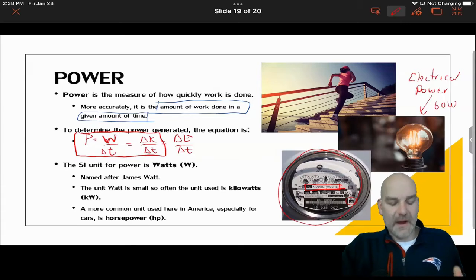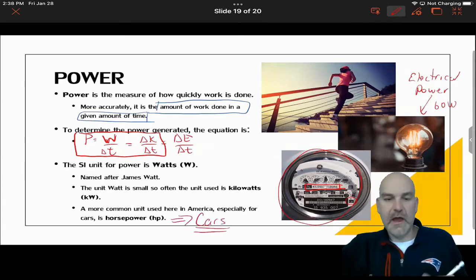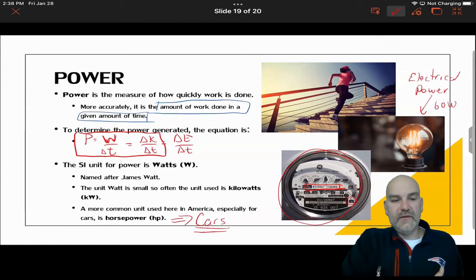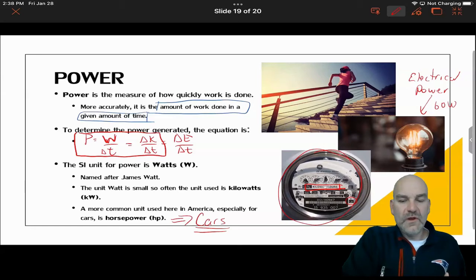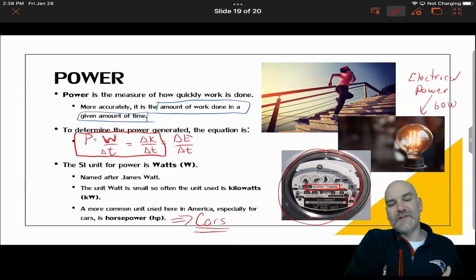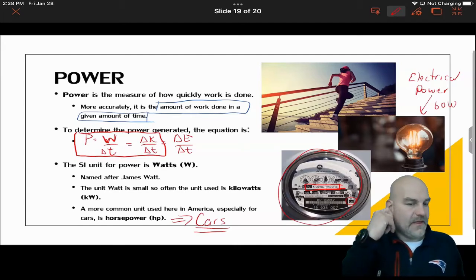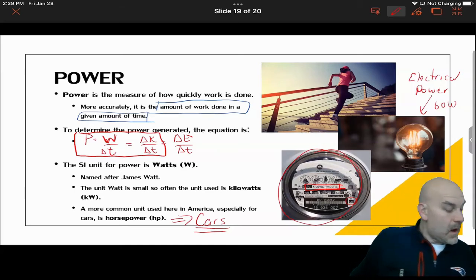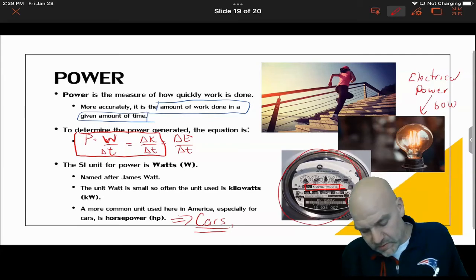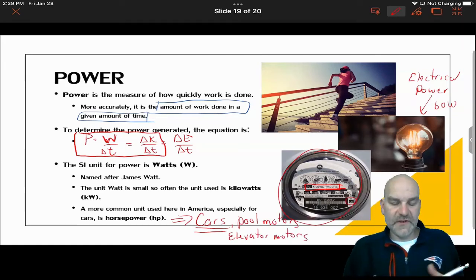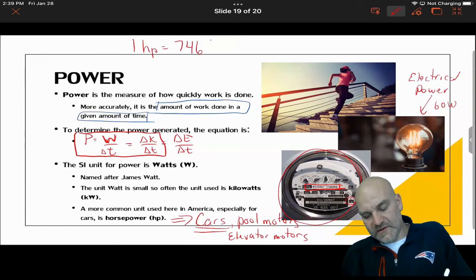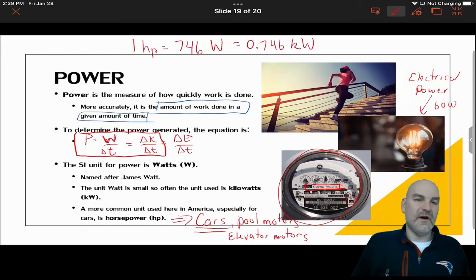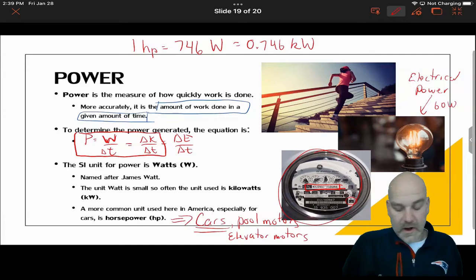Now, here in the United States, a more common unit for power is horsepower. Why is it common here? Because of cars. My engine has so many horsepower. What happened was Watt had to define to people what his machine can do. He said, my machine can replace that many horses, so it's that much horsepower. I think his unit was equivalent to like 3 or 4 horses or something like that. You'll also see this if you have a pool, since pool motors are rated this way, and elevator motors as well. So there's a lot of usage of this. And 1 horsepower is 746 watts or 0.746 kilowatts, because you may have to do a conversion. Not very common on the AP test, but you may have to do that conversion at some point.